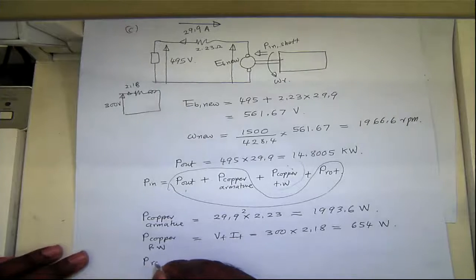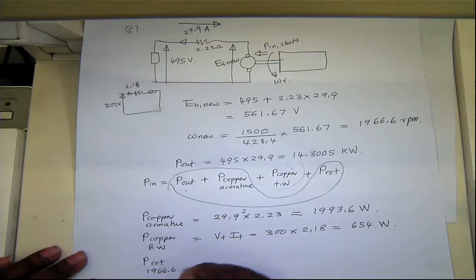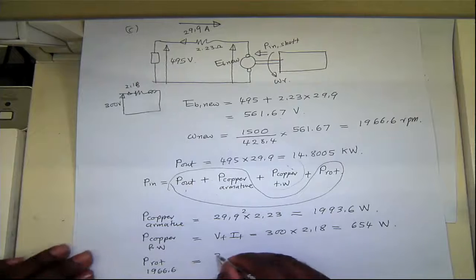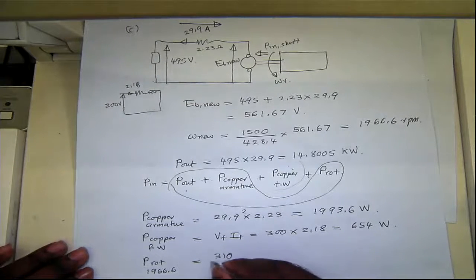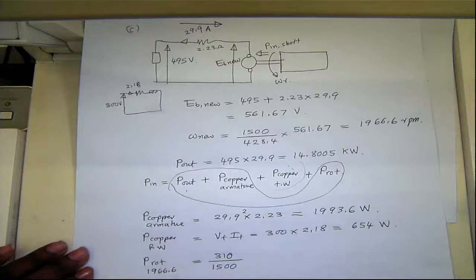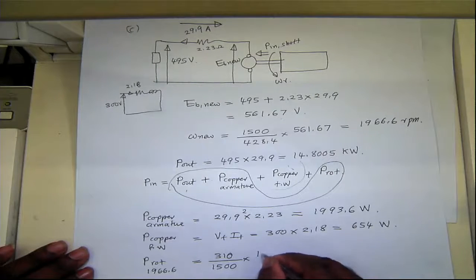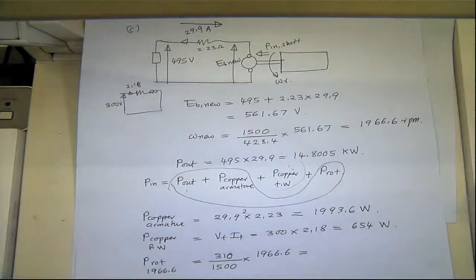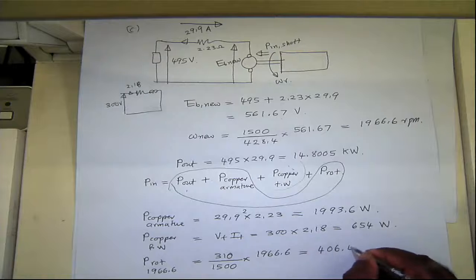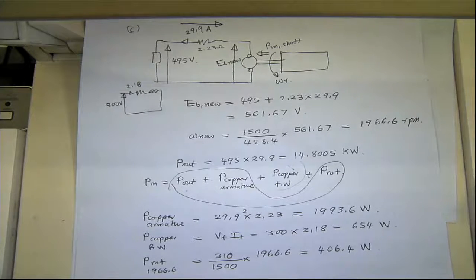So P rotational losses at this particular speed of 1966.6. So we have 310 watt rotational loss at 1500 RPM, and then we scale it up to 1966.6, which is 406.4 watt. So if you add everything up together, you'll get the total input power.